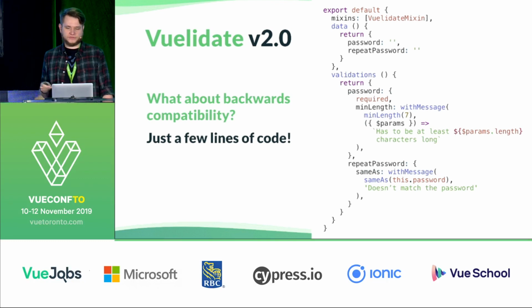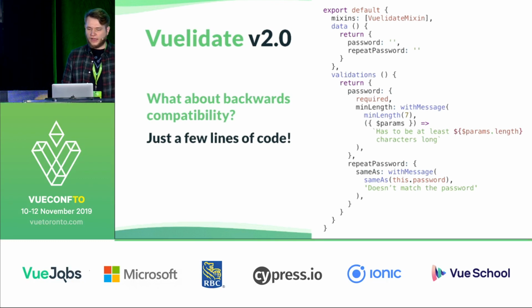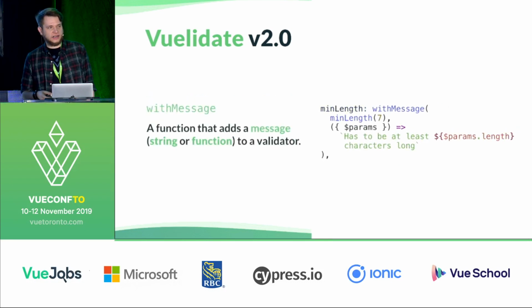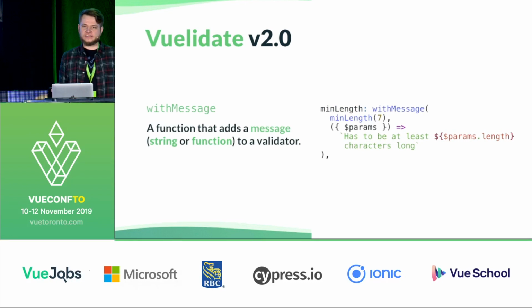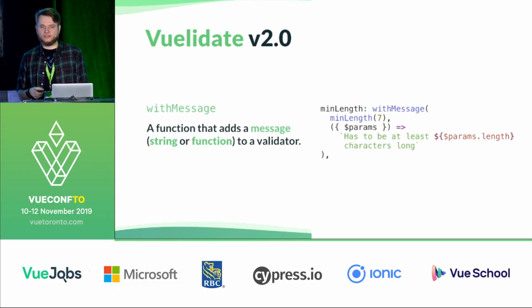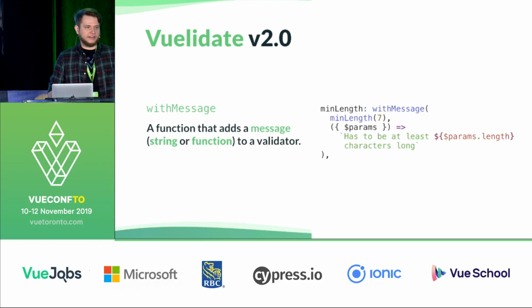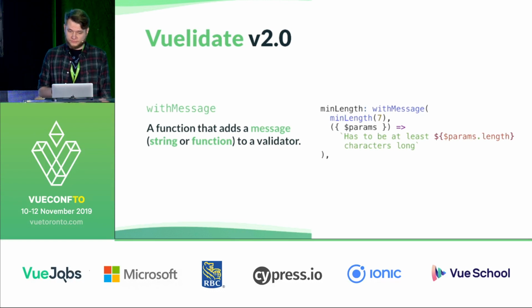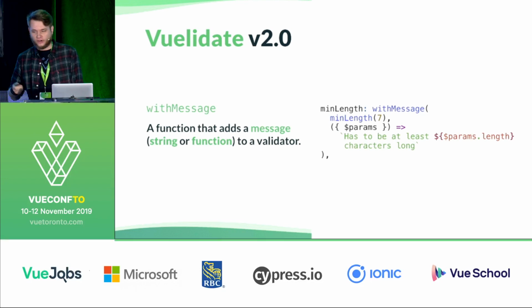No changes, except maybe you've noticed this withMessage helper. And this allows us to add a message to our validator, which is one of the things that wasn't present in the current version. So finally, we are adding support for error messages, which I think is pretty late. It's probably pretty late. But it's pretty cool, and it should work with translations, because you can pass either a string or a function.